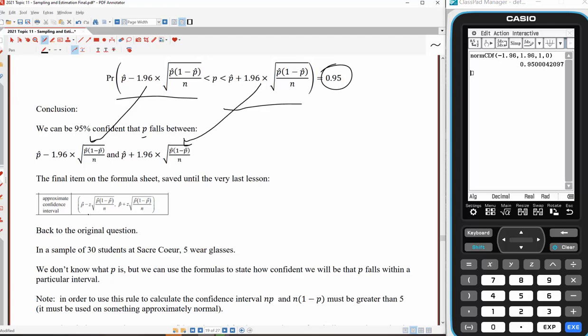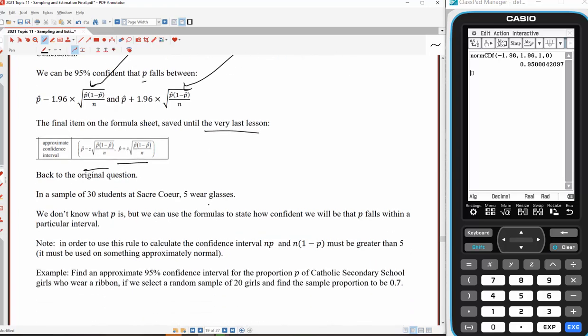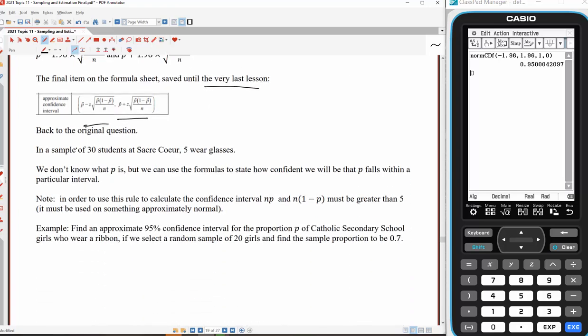And more formally, this is what it looks like on your formula sheet. Saved, so the final item on the formula sheet saved for the very last lesson. So back to the original question, in a sample of 30 students at Sacré-Cœur, 5 wear glasses. We don't know what P is, but we can use these formulas here to get an idea of, or state how confident we are that P falls within a particular interval.